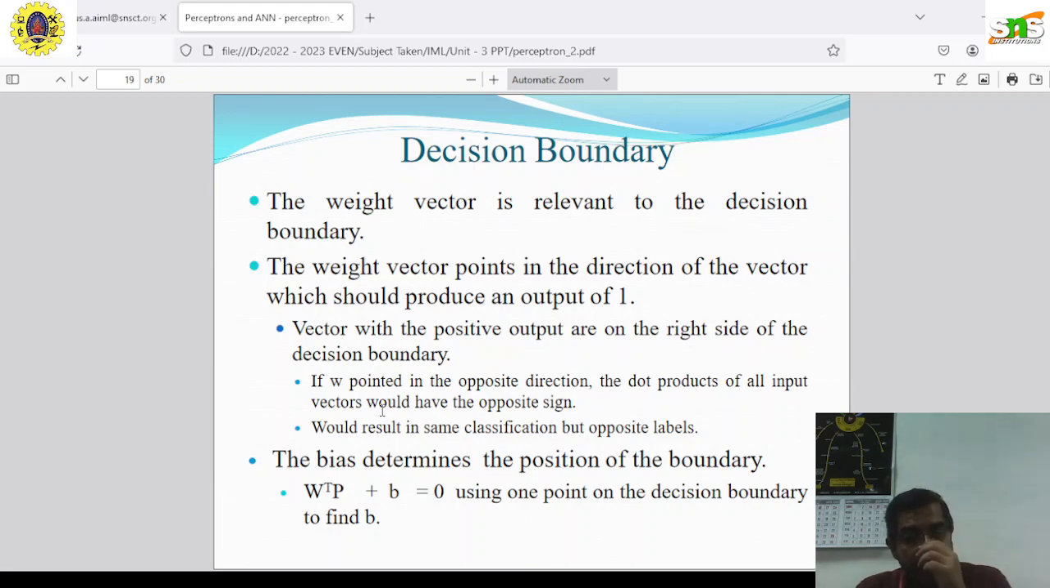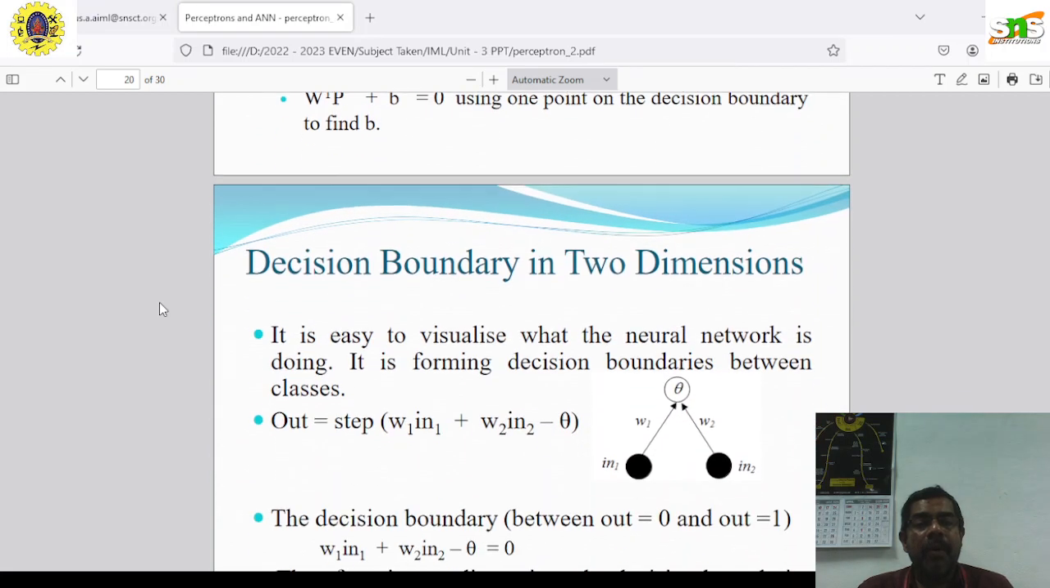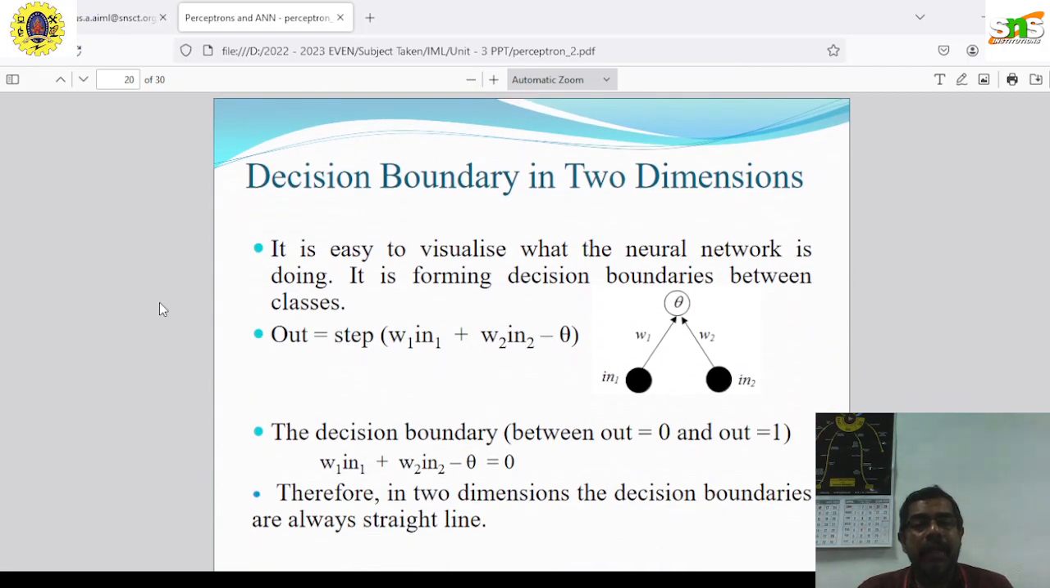The bias determines the position of the boundary. So that is W transpose x plus B, the bias, equal to 0, using one point on the decision boundary to find B. Now we have to look at the decision boundary in 2 dimensions. We have to visualize how the neural network is doing this, forming the decision boundaries.